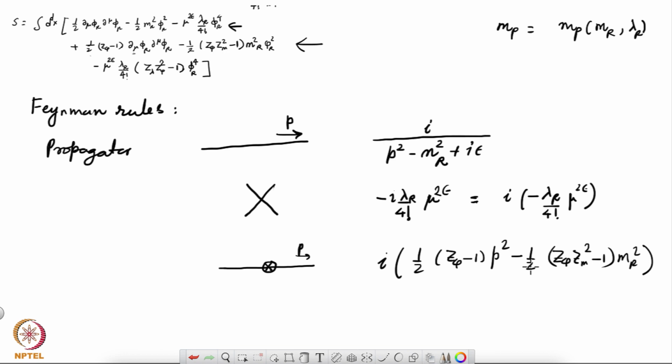Okay, looks fine. Now Z5 Zm square minus 1 mr square. Okay, so you see in this theory, I mean it's the same theory, but the way we have rewritten things, you also have a vertex which is a 2-point vertex. Okay, we never had such a vertex before.